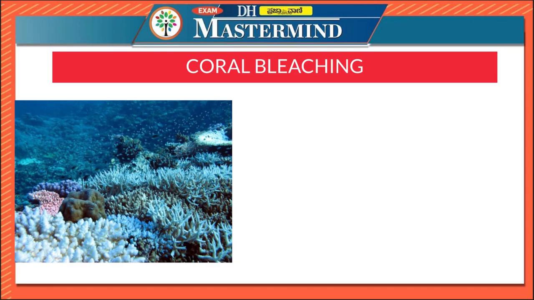Today let us learn about coral bleaching in this video. Before knowing what is coral bleaching, let us understand what corals and coral polyps are. Corals or coral polyps are tiny and fleshy sea anemones that live in tropical and subtropical oceans and seas. Please remember, they are tiny and fleshy sea anemones that live in tropical and subtropical waters.